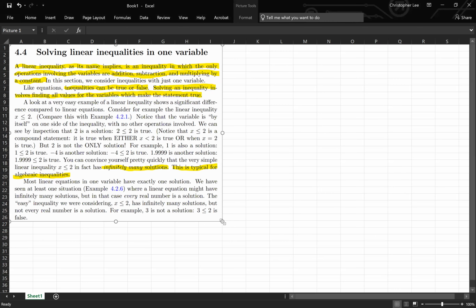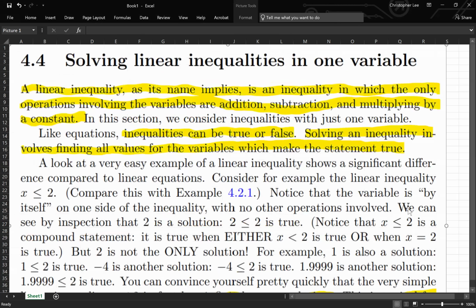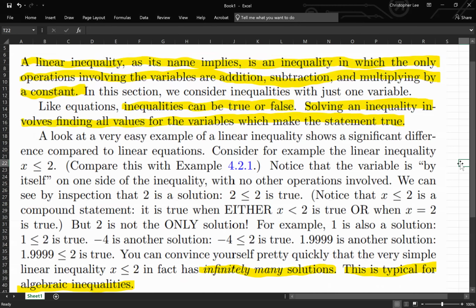All right, so this is what we're getting into. Solving linear inequalities in one variable. A linear inequality, as its name implies, is an inequality in which the only operations involving the variables are addition, subtraction, and multiplication by a constant. In this section, we're going to consider inequalities with just one variable. Like equations, inequalities can be true or false. Solving an inequality involves finding all values for the variables which make the statement true.